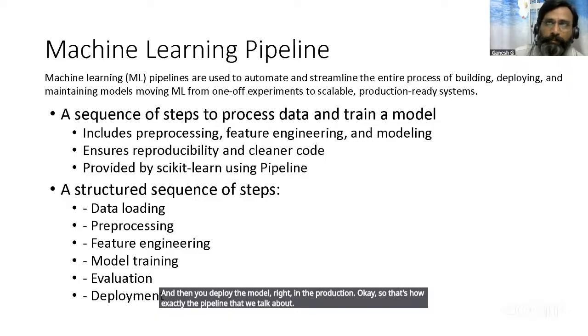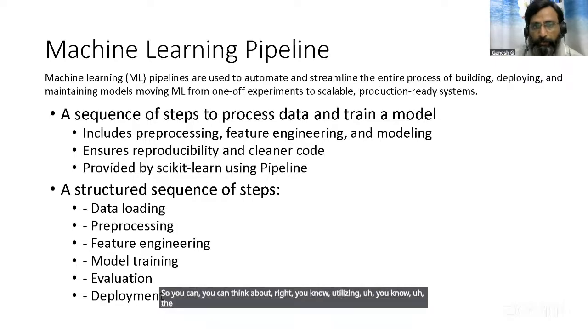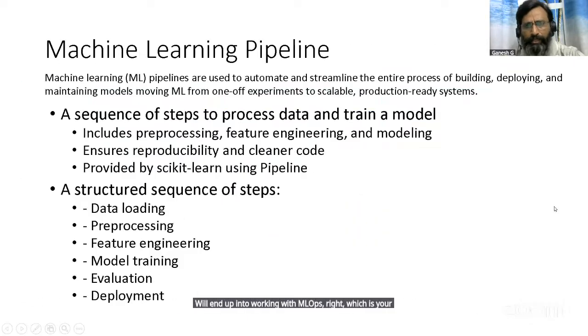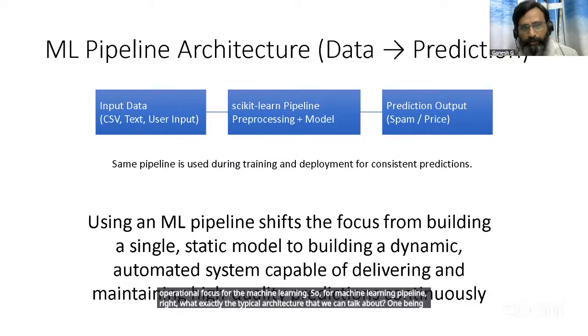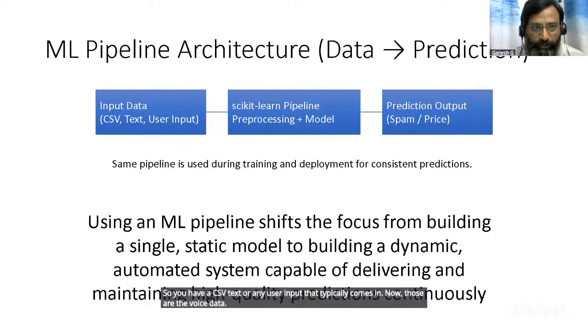So you can think about utilizing DevSecOps or DevOps terminologies for machine learning, and that's where you end up working with MLOps, which is your operational focus for machine learning. So for a machine learning pipeline, what is the typical architecture we can talk about? One is the input data. Data can be in any format: CSV, text, or any user input that typically comes in, voice data, images, videos, whatever you can think of.